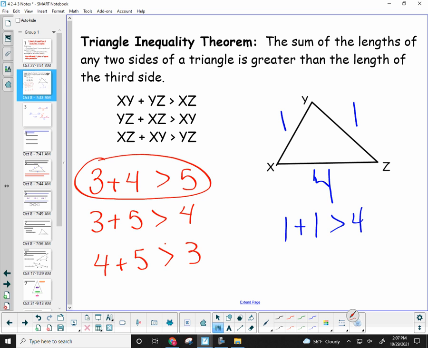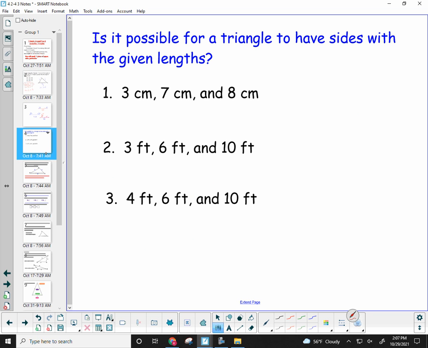All right, so now you try. Here are 3 sets of sides. Determine if each one is a triangle. Just yes or no. Just write it on your paper.